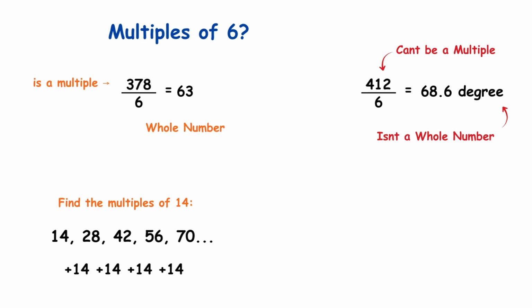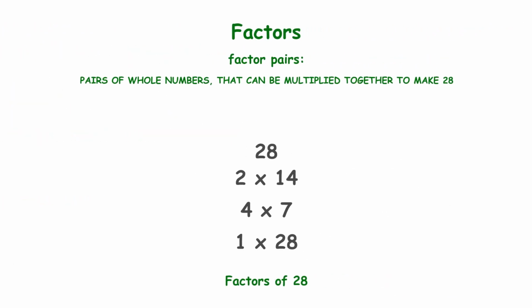Now, the best way to understand factors, what are factors, is to start with factor pairs. If we had the number 28, then its factor pairs would be the pairs of whole numbers that can be multiplied together to make 28. So 2 times 14, 4 times 7, and 1 times 28. And it's these 6 numbers that make up these factor pairs that would be the factors of 28, because they're all whole numbers that can be multiplied by another whole number to make 28.